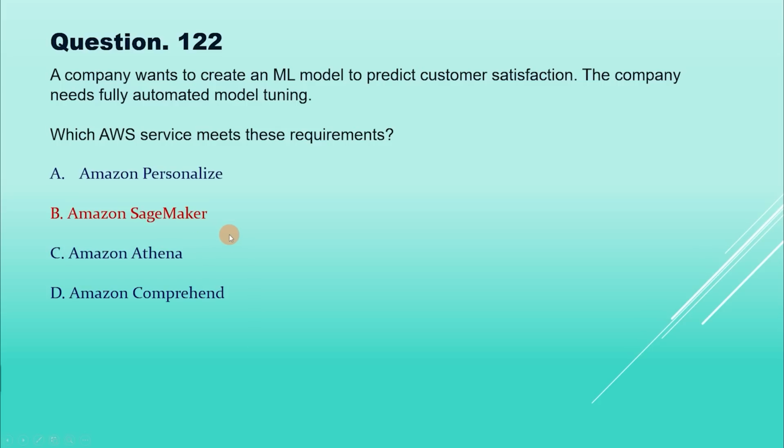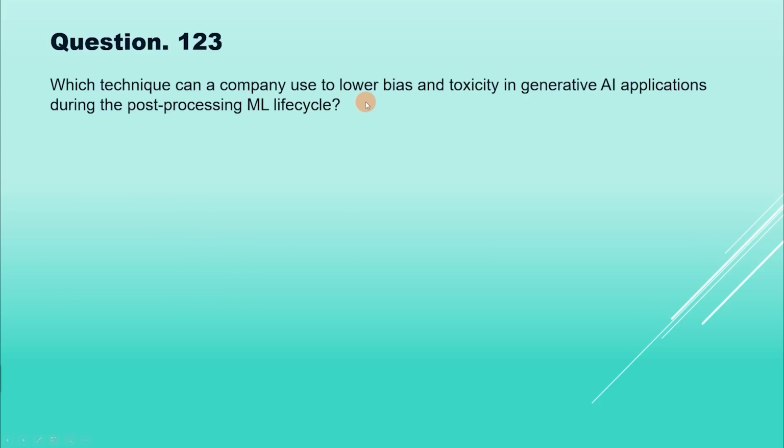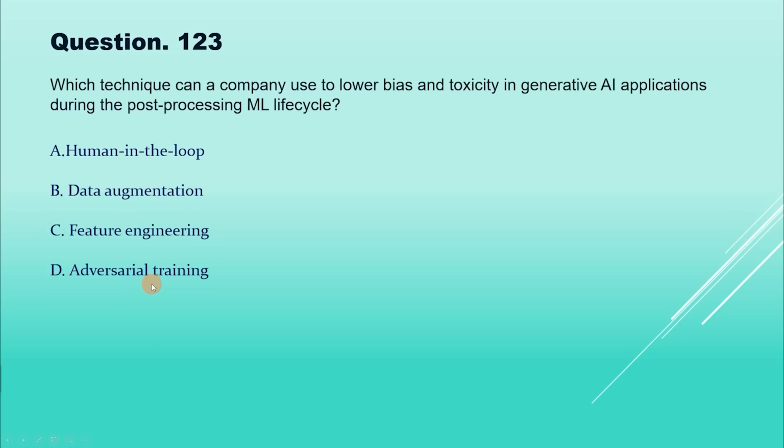Now question number 123. Which technique can a company use to lower bias and toxicity in a generative AI application during the post-processing ML lifecycle? Here are the options: option A, human in the loop; option B, data augmentation; option C, feature engineering; option D, adversarial training. So the correct answer here will be option A, human in the loop, because it involves incorporating human reviewers into the model's post-processing workflow to evaluate and refine output generated from the AI. So option A is correct here.